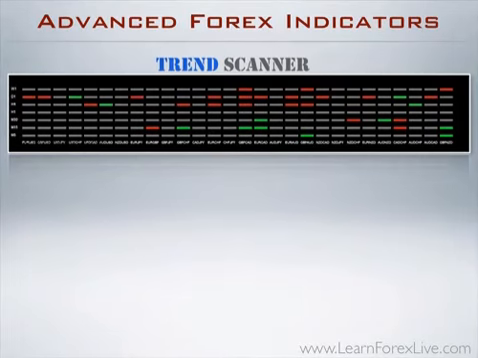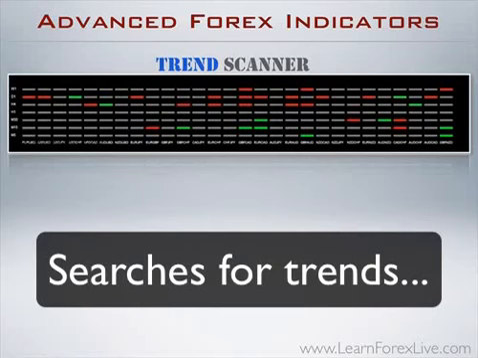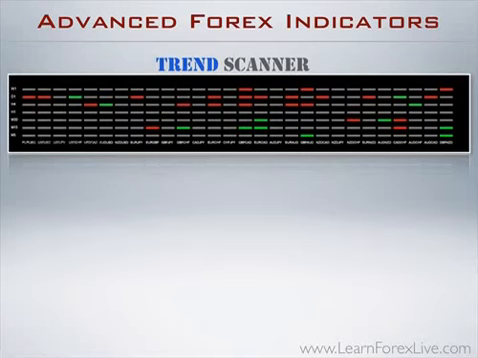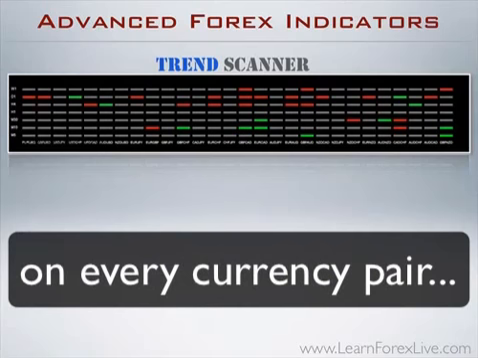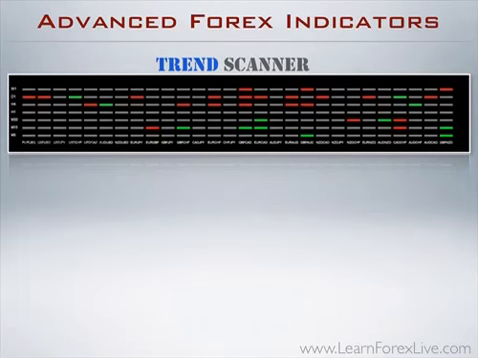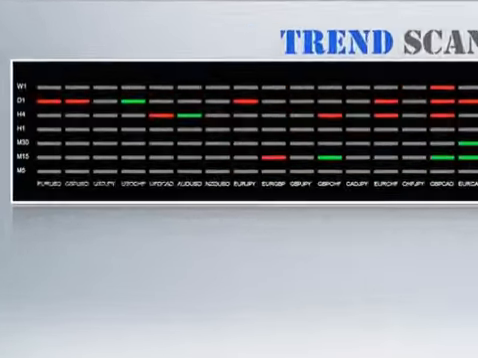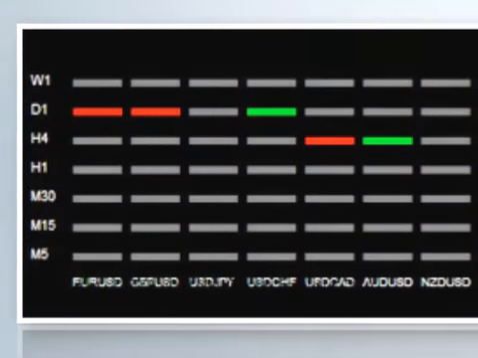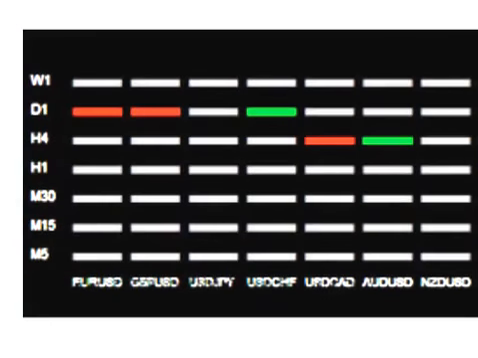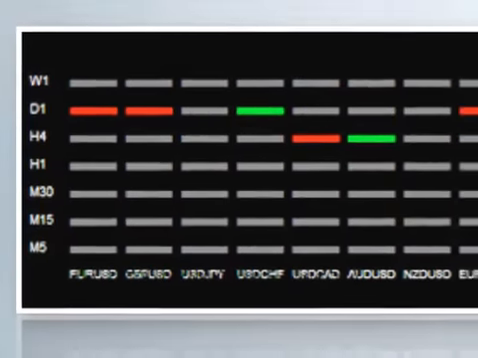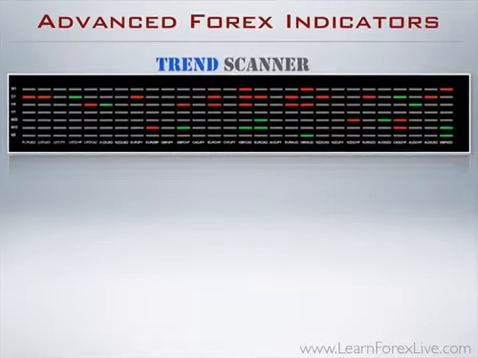Okay, let's start off with the trend scanner indicator. The trend scanner basically is a trend sniffer. It tracks in real time the Forex market across the board, searching for solid trending market scenarios. It goes into every single currency pair, all 28 major currency pairs, and on every single time frame, from the 5 minutes time frame to the weekly time frame, going through the 15 minutes, the 30 minutes, the hourly, the 4 hours, the daily, and finally the weekly time frame.